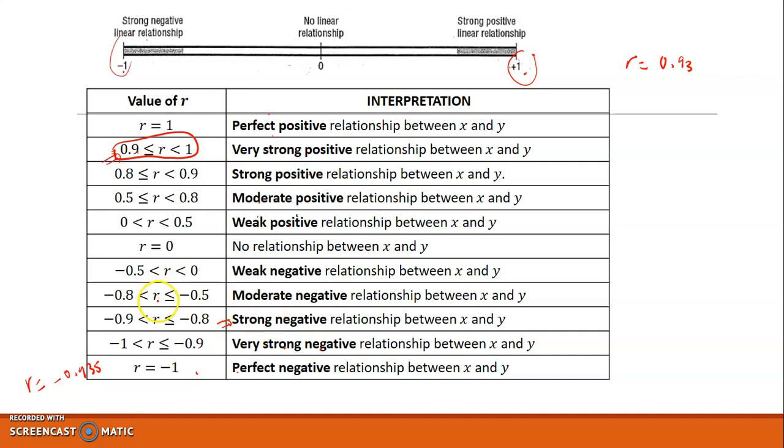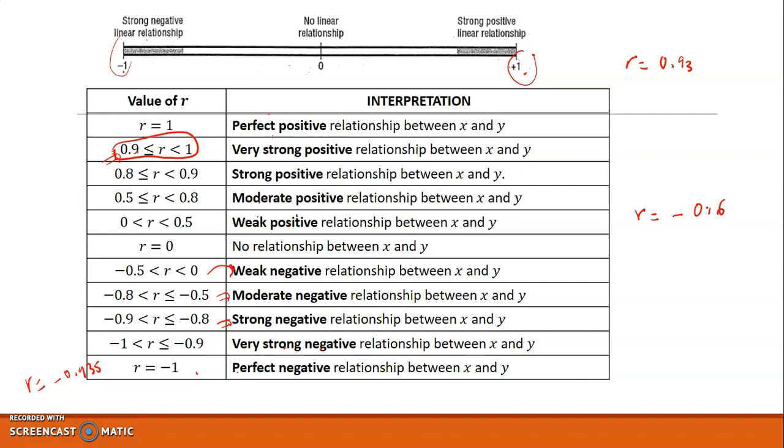Okay, next, when your R value is more than negative 0.8 until negative 0.5, this one is considered as moderate negative. But if your R value is more than negative 0.5 but less than 0, this one is considered as weak negative.